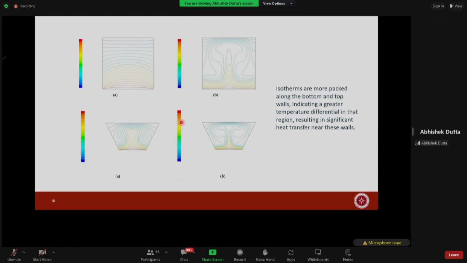Let me quickly check my notes because I just printed it yesterday. Yeah, this is also the first. I forgot to mention it here, guys. Apologies. So this is for case 1. This is also for case 1. So this case is for the Rayleigh number of 10 to the power 4. This case is for the Rayleigh number 10 to the power 5. So it's a higher Rayleigh number.